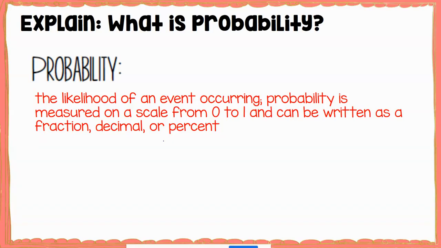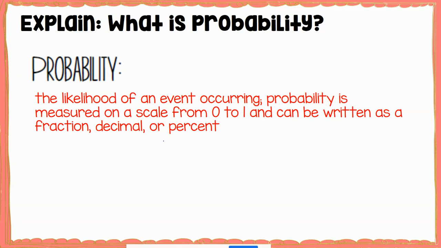We're going to start our probability unit by looking at the likelihood of events happening. At the top of page 15, you should see a place that says probability. I want you to write down the definition of probability that you see on your screen. Probability is the likelihood of an event occurring.